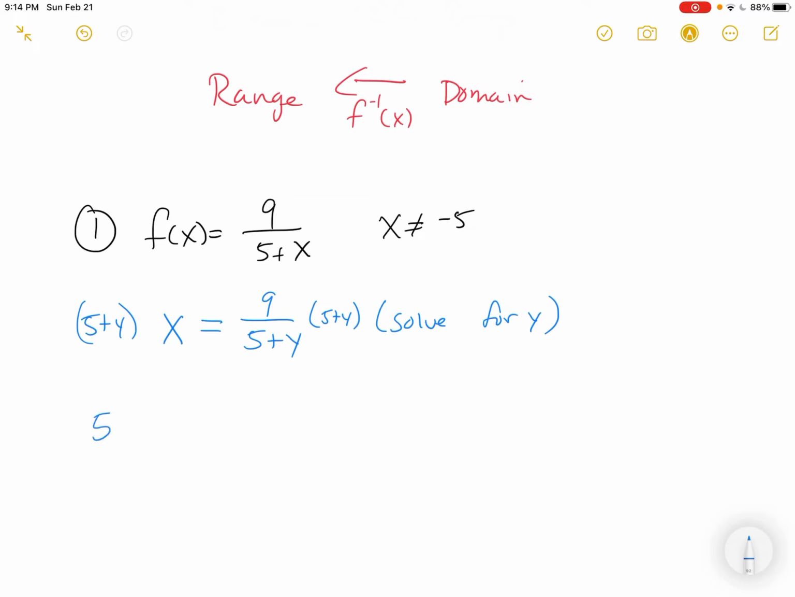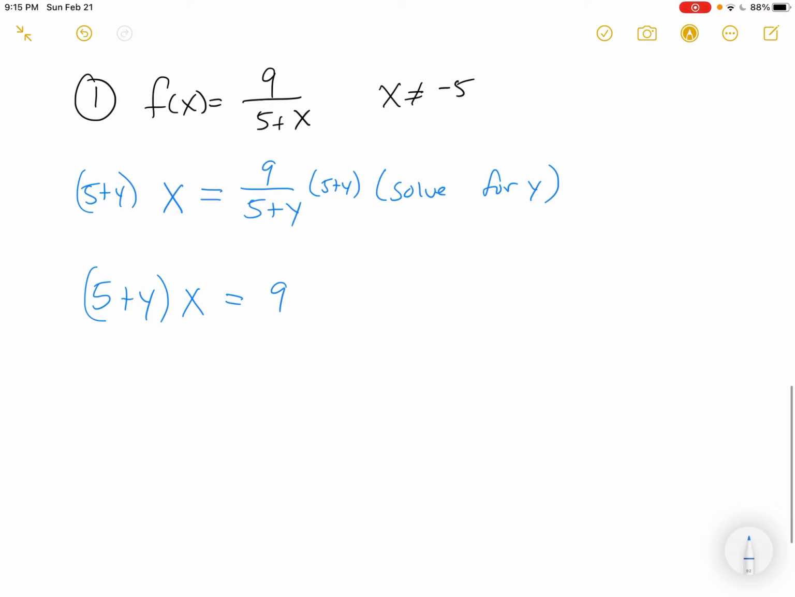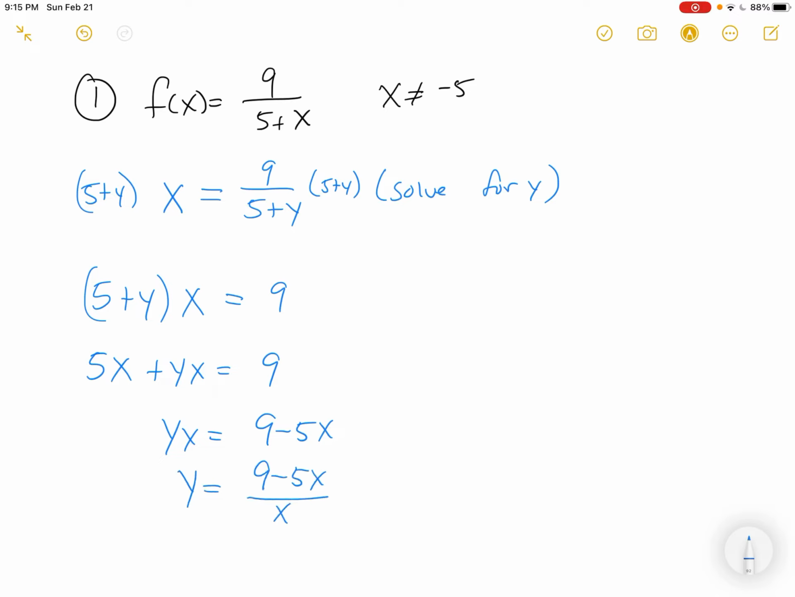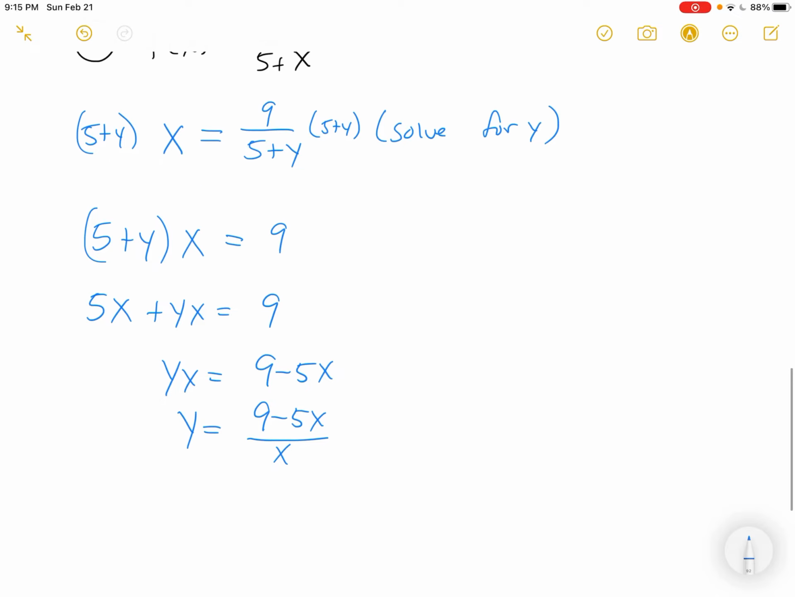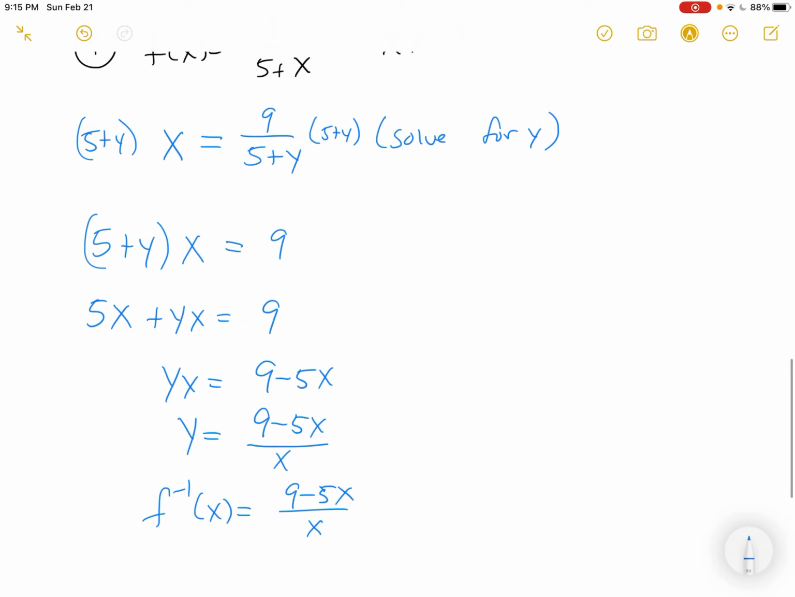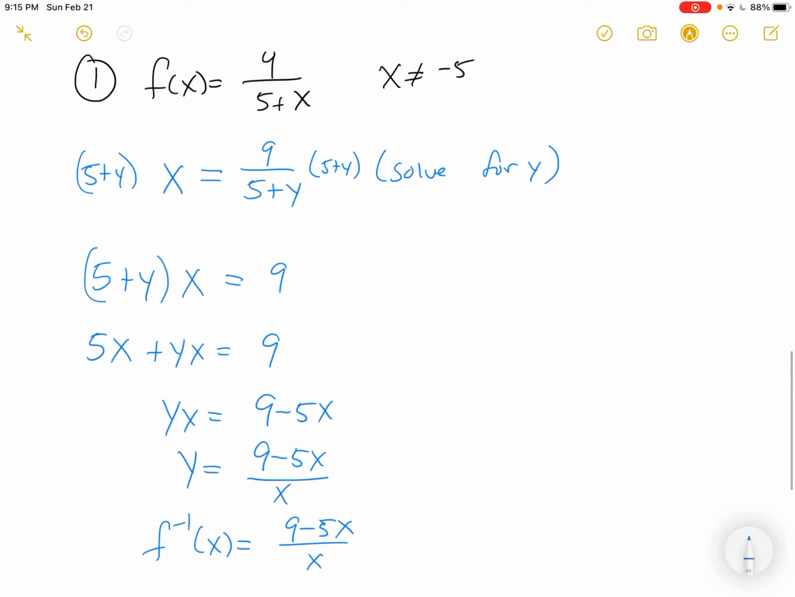What do we have? 5 plus y times x is equal to 9. We're after that y, so we distribute that x. That's 5x plus yx is equal to 9, so yx is equal to 9 minus 5x, and y is equal to 9 minus 5x all over x. Perfect. So what's y equal to? y is now f inverse of x. We need to always relate it back to the f function. I think they'll put f inverse of x in the homework, but if you didn't write it, that would be a problem.